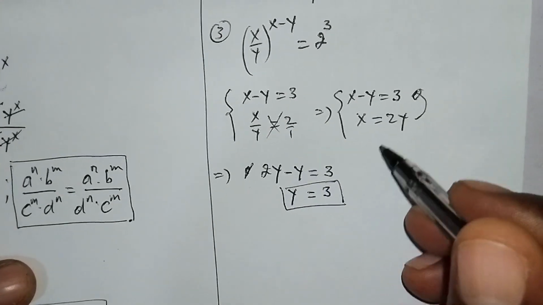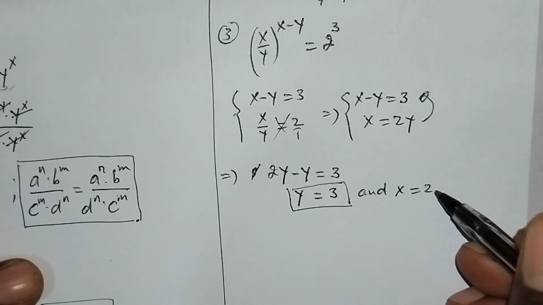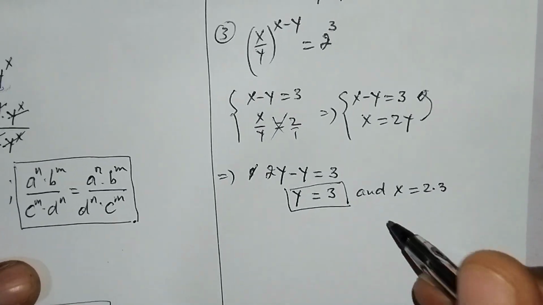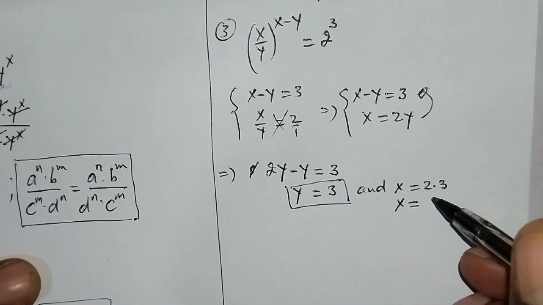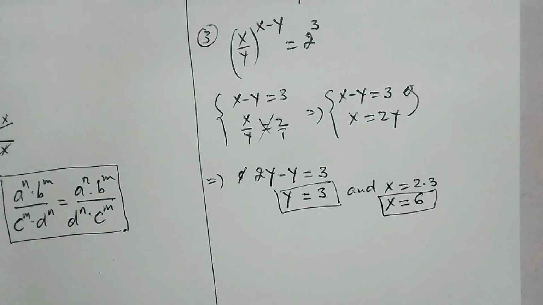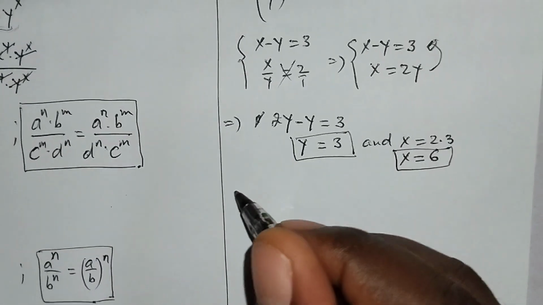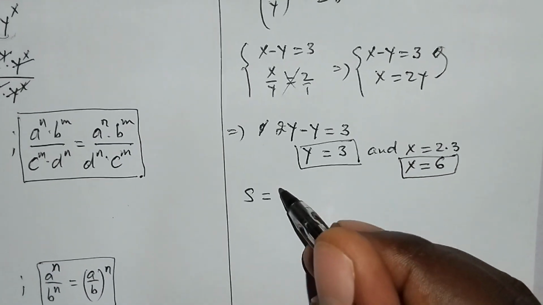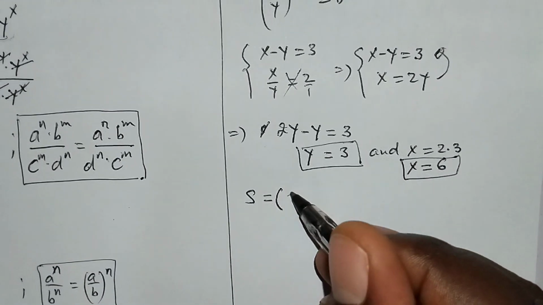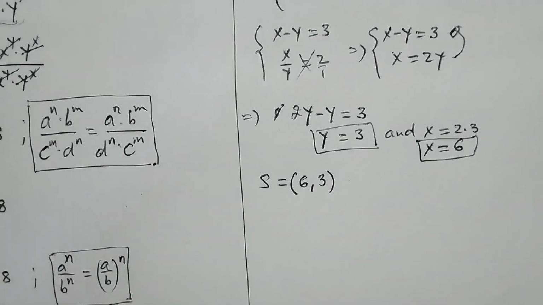y equal to 3, and x is equal to 2 times y, which is equal to 2 times 3. So x is 6. So the first solution here is x equal to 6 and y equal to 3.